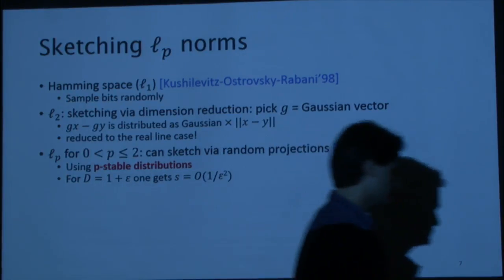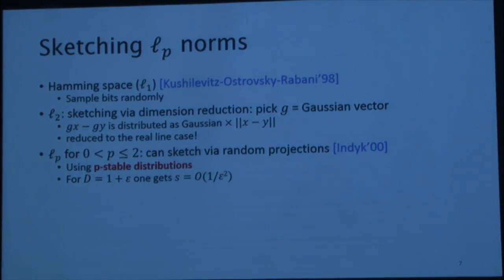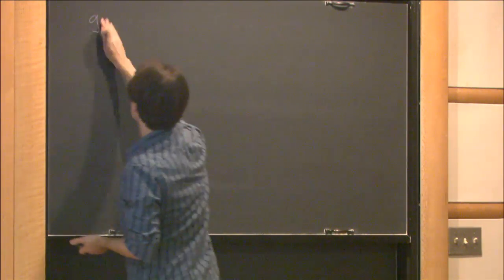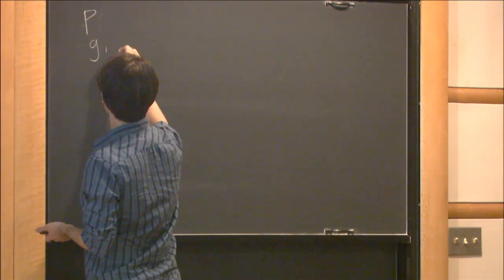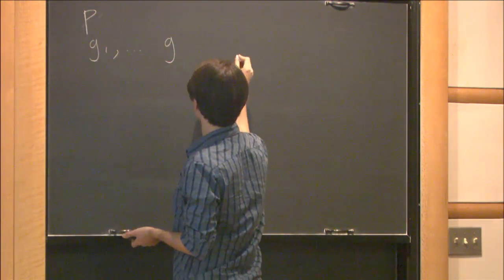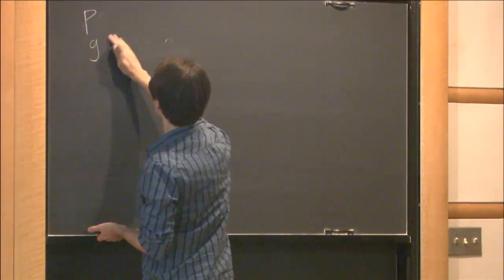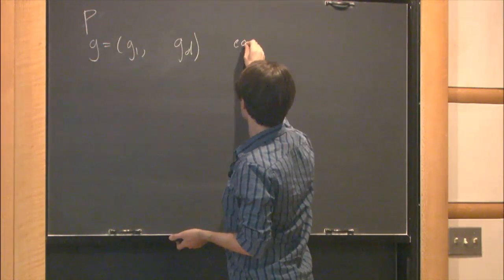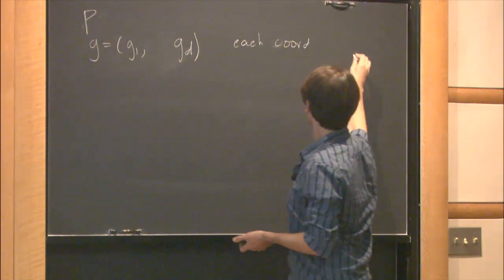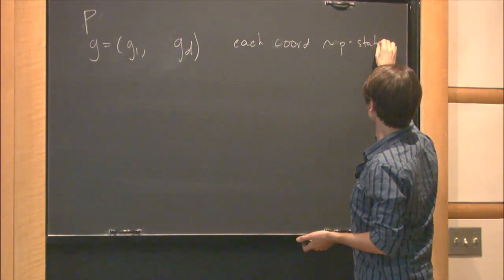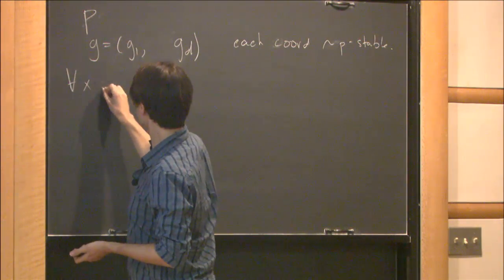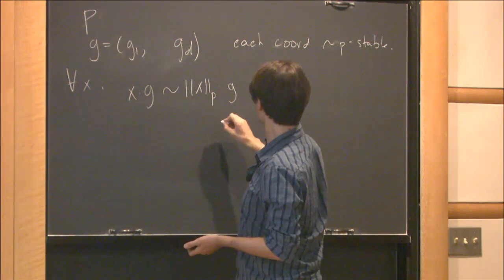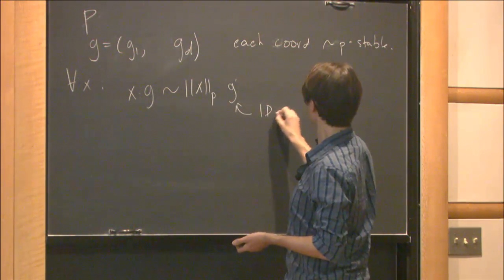So p-stable distributions are distributions that have the following property. Fix p. Suppose we pick g, which is a vector g1 through gd, where each coordinate is chosen from this p-stable distribution. Then for any vector x, we have that x times g is distributed as the p-norm of x times, let's call this g prime, where this is a one-dimensional p-stable distribution as well.